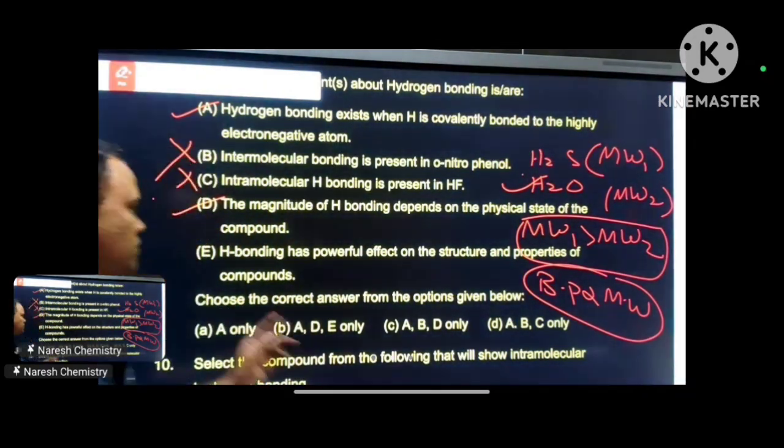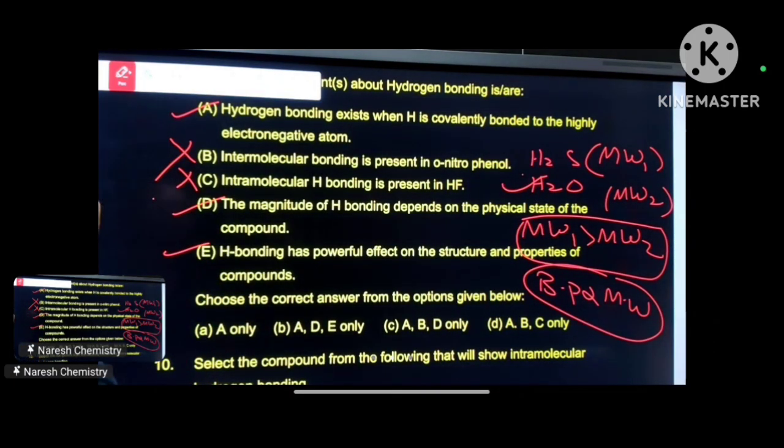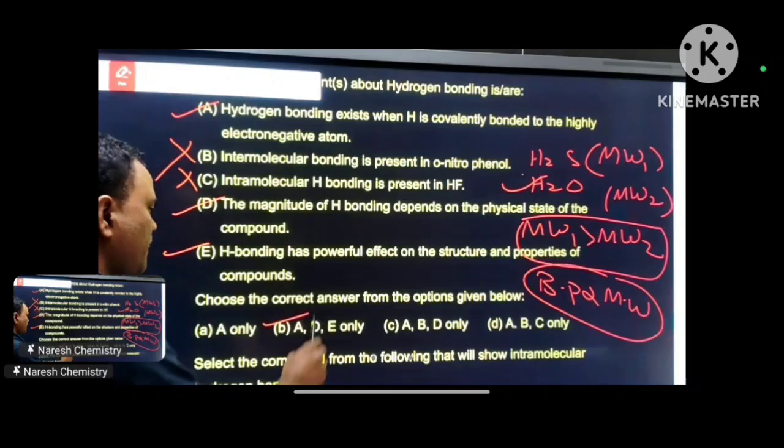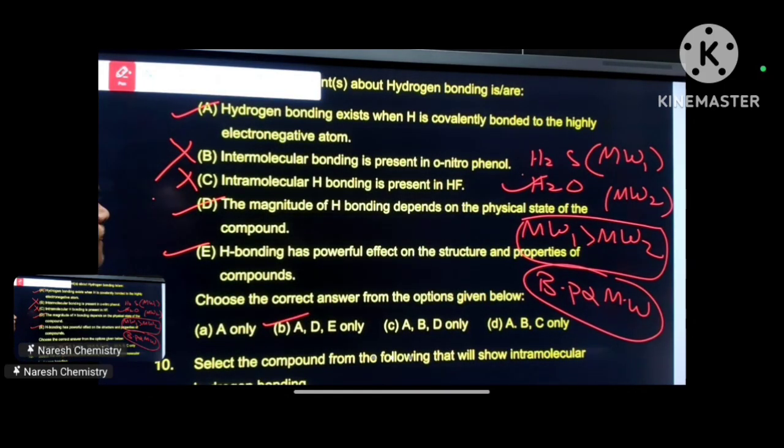This is also correct. Which is correct? E. So answer is ADE. Second option. ADE. Okay. Next question.